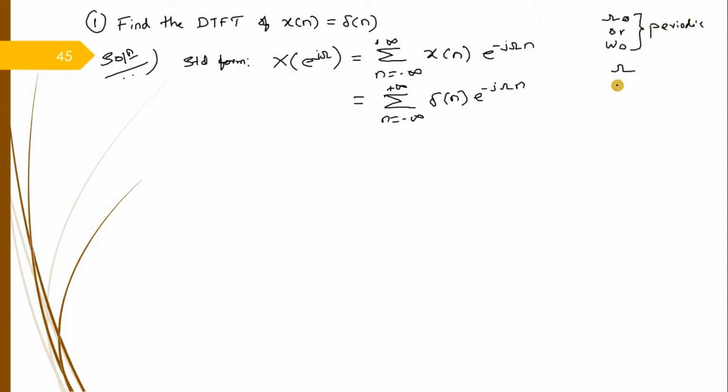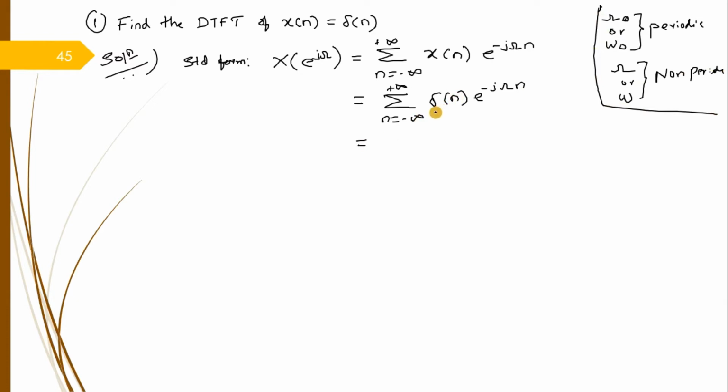Remember this. These are very important. If you don't use omega naught, or just a small omega naught, and you use just omega, then it is for non-periodic. This is how the author has represented it. You need to follow the same thing.